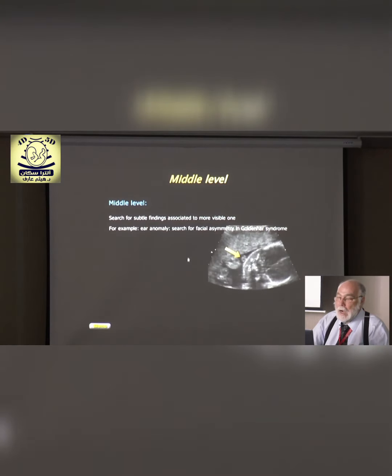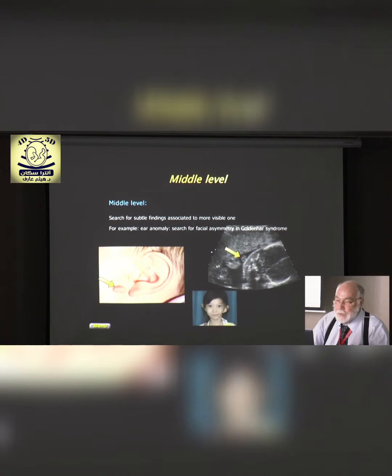So in the middle level, what you want to do is associate some small finding. Here we have a skin tag in front of the ear, and when you see a skin tag in front of the ear, think about Goldenhar syndrome. So if you have 3D reconstruction, this is a good time to do a 3D scan of the face to see the hemifacial macrosomia.